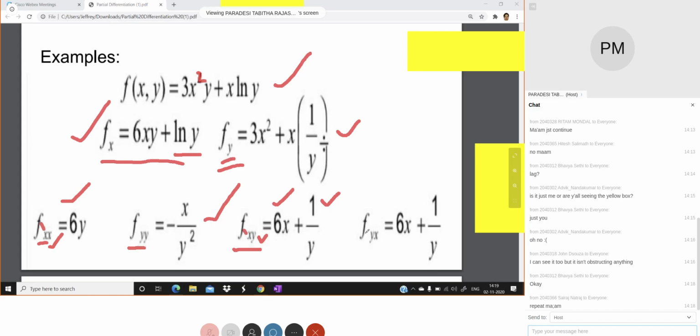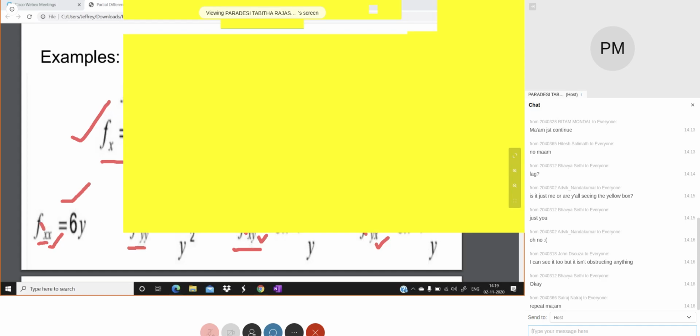Last one is derivative of fy with respect to x. So go to fy, differentiate this with respect to x. Derivative of 3x square is 6x and derivative of x into 1 by y is just 1 by y because you're differentiating with respect to x. So even if you understood, I'll repeat this again.